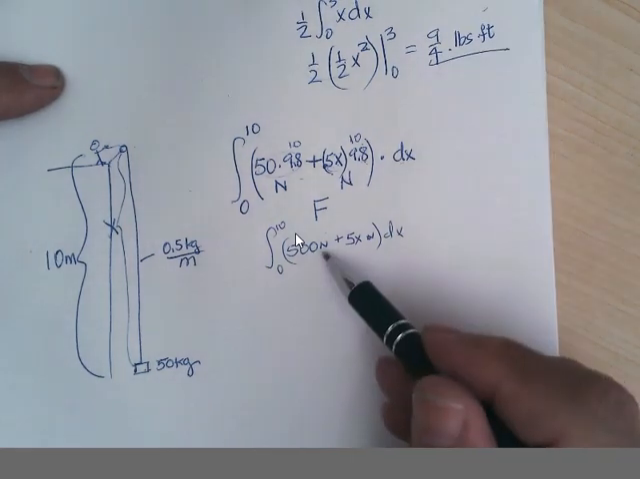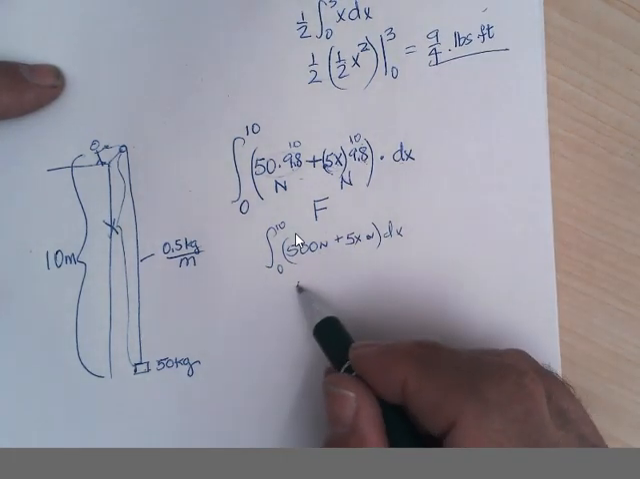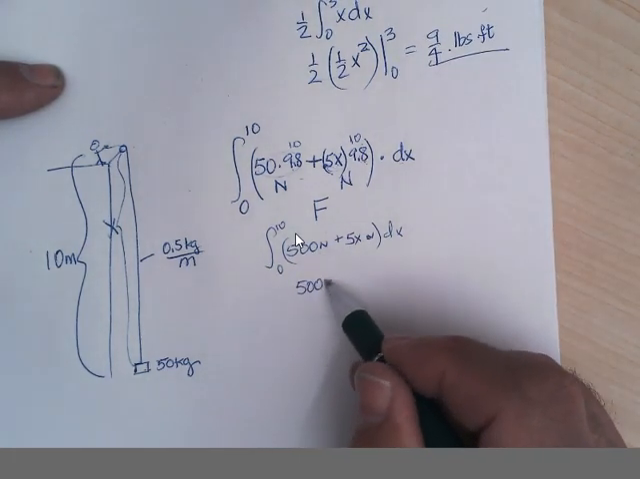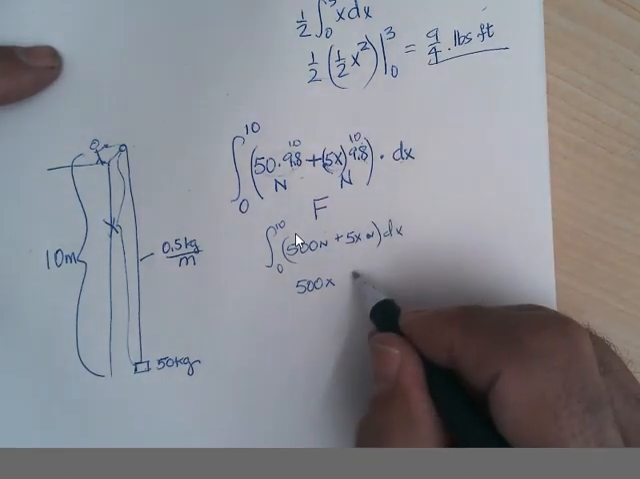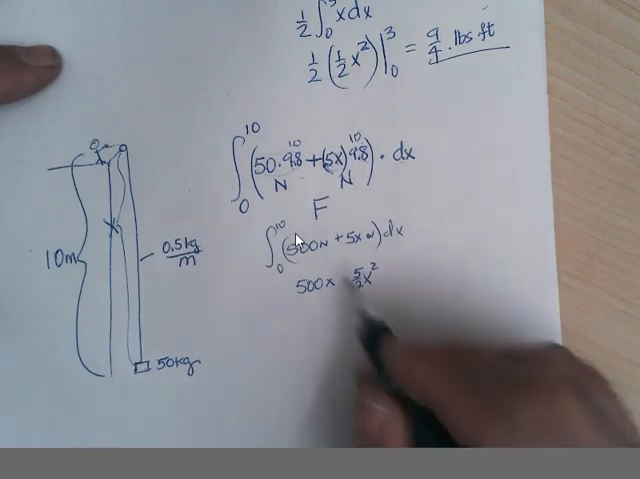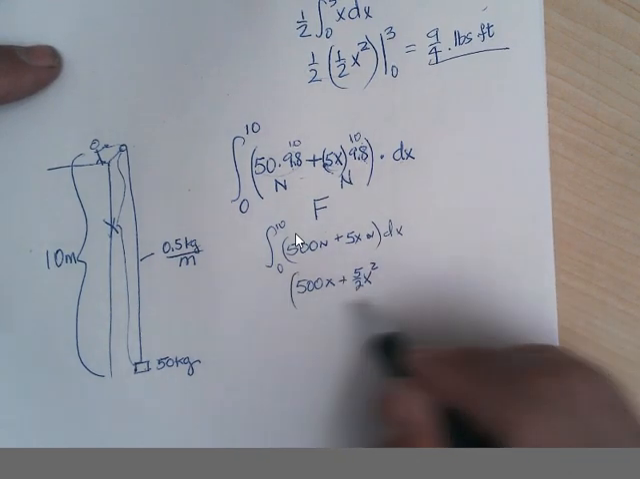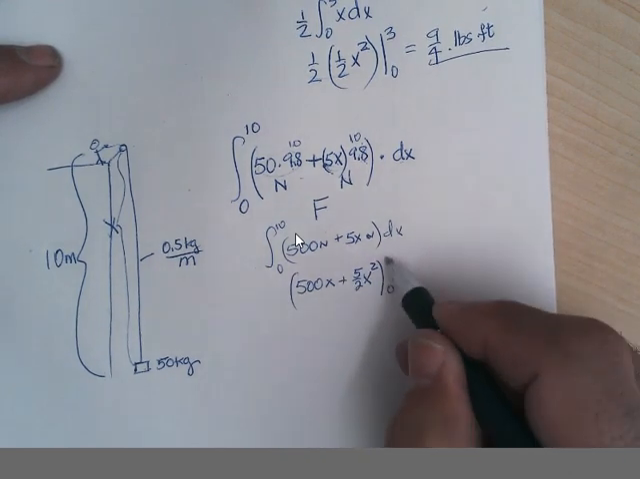So 500 integrated is going to be 500x, and 5x integrated is going to be 5 halves x squared. And I'm going to integrate it from 0 to 10.